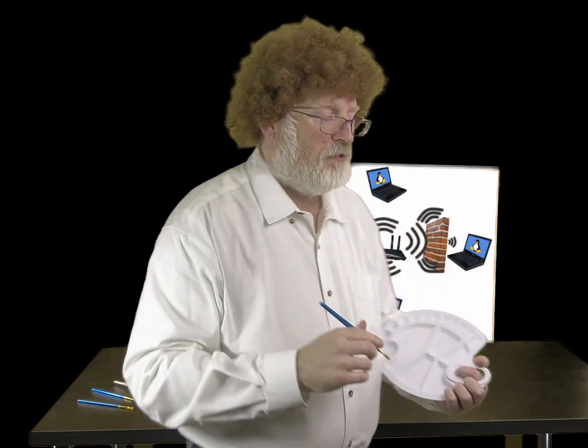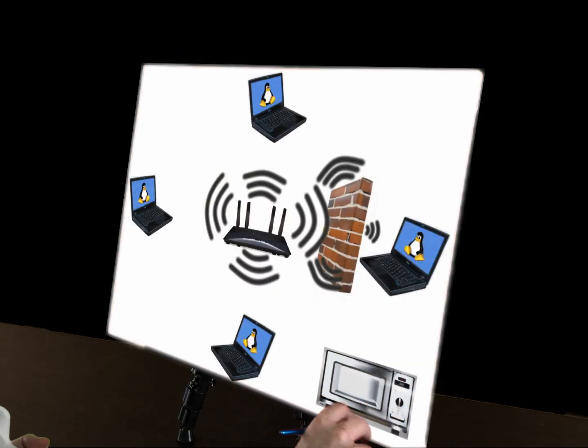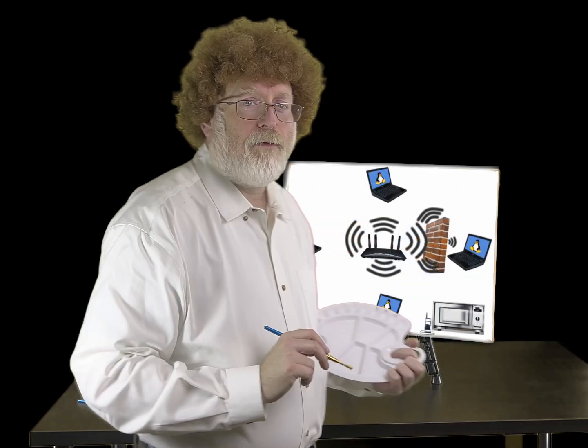Now, let's think about another type of interference. How about a microwave oven? Maybe a cordless phone. Okay. We also have electronic interference.